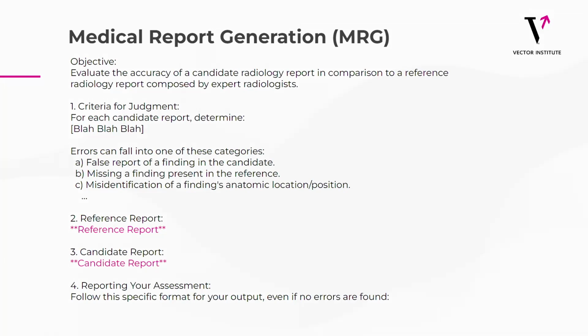So this is what we did. How the GREEN score is calculated is that you give Llama this prompt. You give it the objective, the criteria, and a bunch of other things, and then the errors. Then you provide the reference report, which is the ground truth, and the predicted report here. And then Llama basically just gives you the matched findings and then the errors.